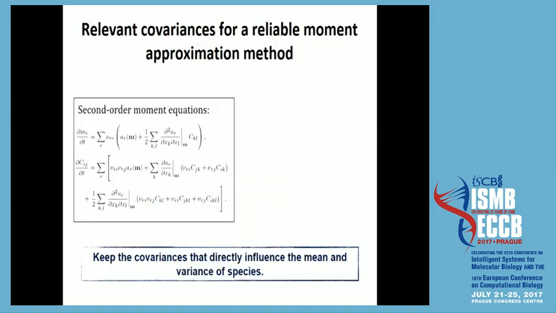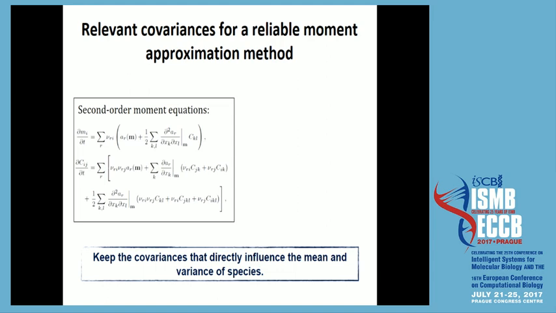So with that, we had the idea of exploiting the network structure to come up with a scalable moment approximation method. But before we can define this model properly, we need to define a criterion for the most relevant or most important covariances. And we noticed that in most applications, for example in parameter estimation, one is mainly interested in the means and the variances of species. Therefore, we defined the set of relevant covariances as those that influence the temporal evolution of the means and variances of species the most.